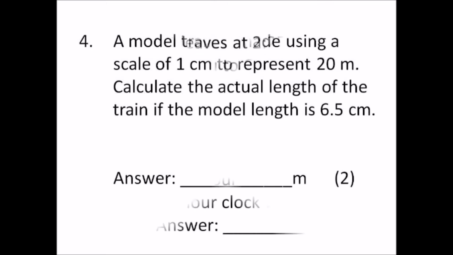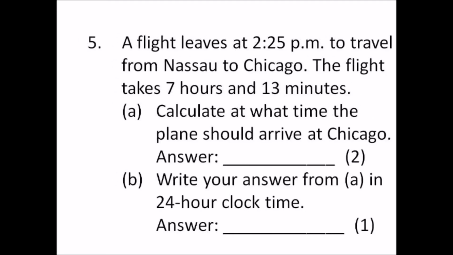Let's go. We move on to number 5. A flight leaves at 2:25 p.m. to travel from Nassau to Chicago. The flight takes 7 hours and 13 minutes. A. Calculate at what time the plane should arrive at Chicago. Answer, 2 marks. And B, write your answer from A in 24-hour clock time, and 1 mark for that answer.